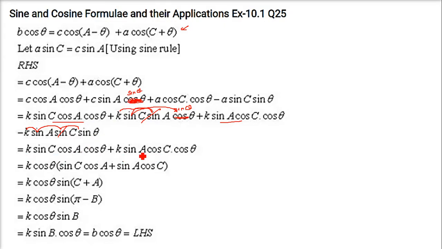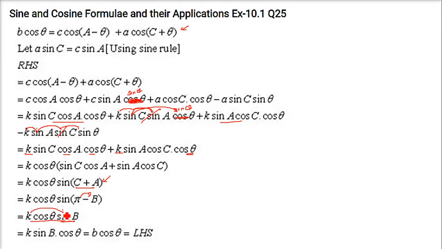So what do you get? Now you can take k cos theta common. When you take k cos theta, it will be sin C cos A plus sin A cos C, and this is nothing but sin(A+C) or sin(C+A). Now this A plus C can be written as pi minus B, because A plus B plus C equals pi. Now this is sin(pi minus B), and sin(180 minus theta) is nothing but sin theta, so sin(pi minus B) is sin B. This is k cos theta sin B.